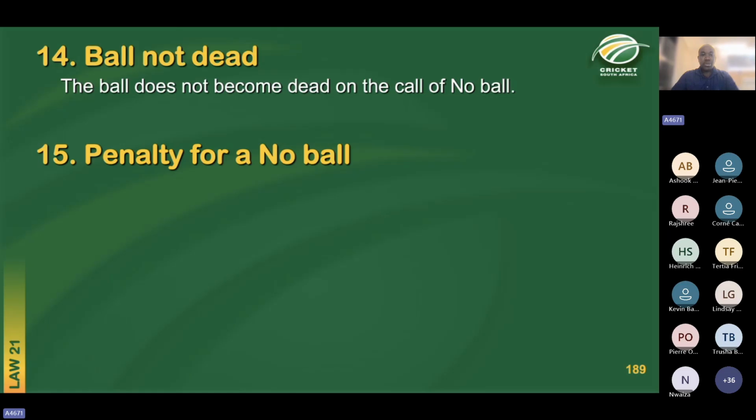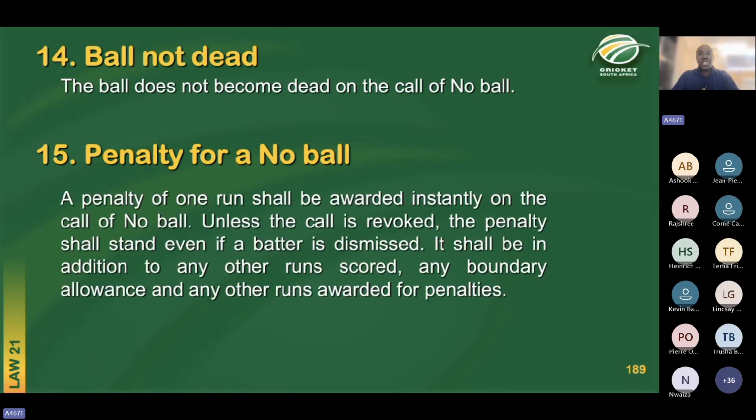What is the penalty for a no ball? A penalty of 1 run shall be awarded instantly on the call of no ball. Unless the call is revoked, the penalty shall stand even if a batter is dismissed. It shall be in addition to any other runs scored, any boundary allowances, and any other runs awarded for penalties. So as soon as a no ball is called, unless it's revoked, that 1 run penalty for a no ball will always stand for that delivery.